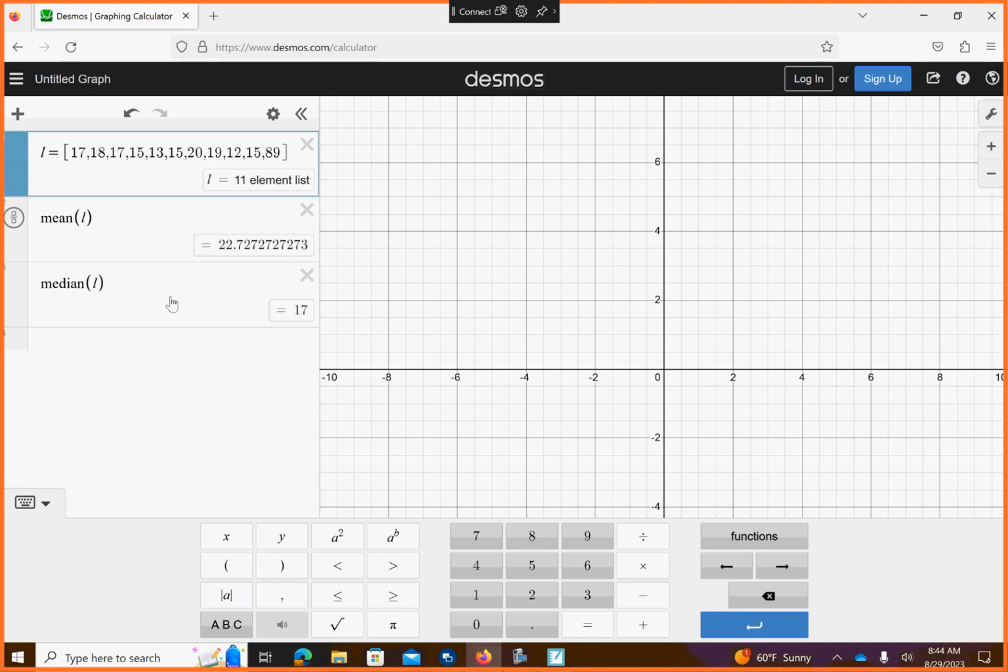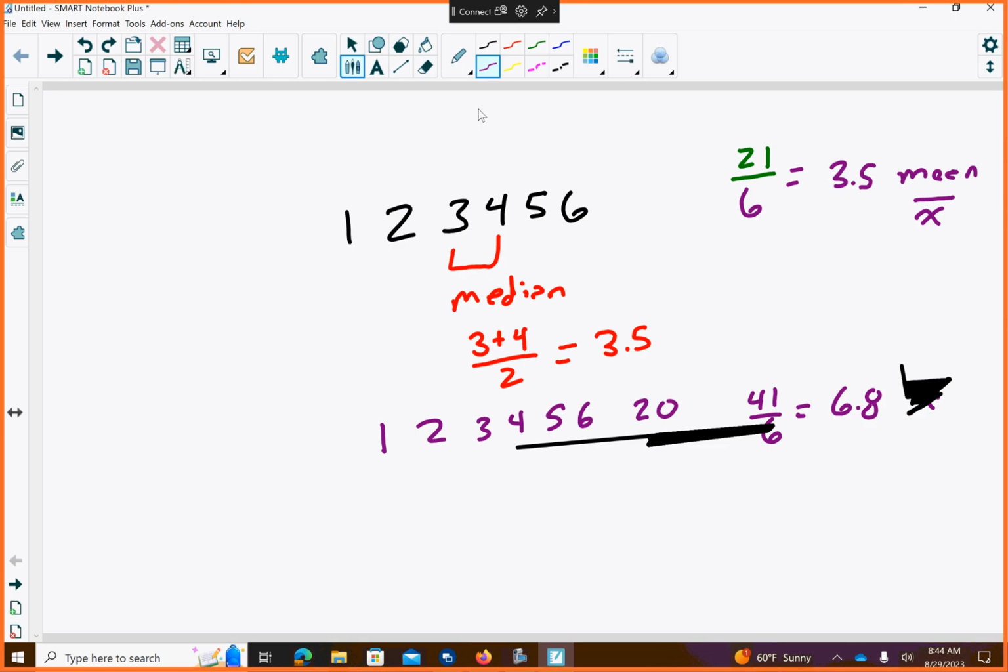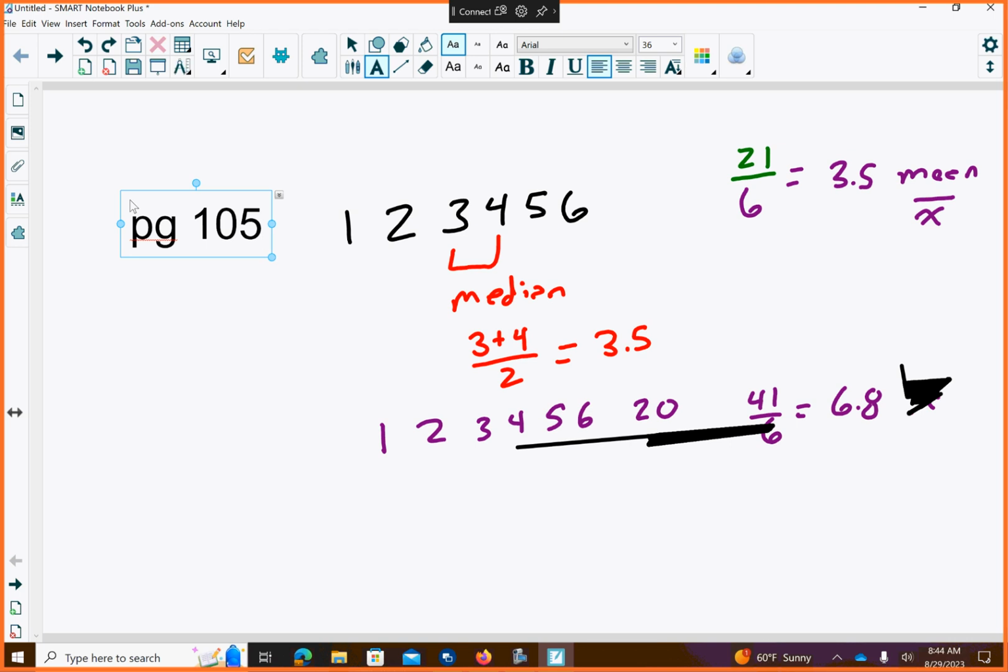So 1-6. All right, so I can do this. This will work. So let's have us work on page 105 and 106.